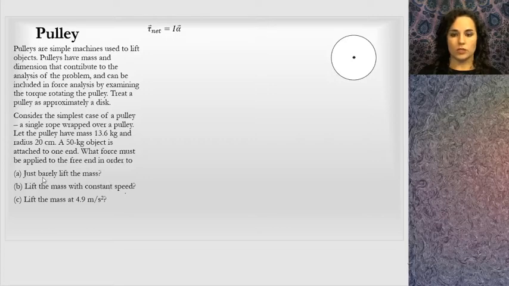Okay, and there's three situations here. Just barely lift the mass, lift the mass with constant speed, and lift the mass with 4.9 meters per second squared acceleration. Okay, so that's a linear acceleration, 4.9 meters per second squared. Just barely lift the mass and lift the mass with constant speed, to me, both mean that the acceleration is 0. Definitely when the mass is moving at constant speed, the acceleration is 0. When it's just barely lifting the mass, we'll say that the acceleration is still approximately 0 and just hanging there.